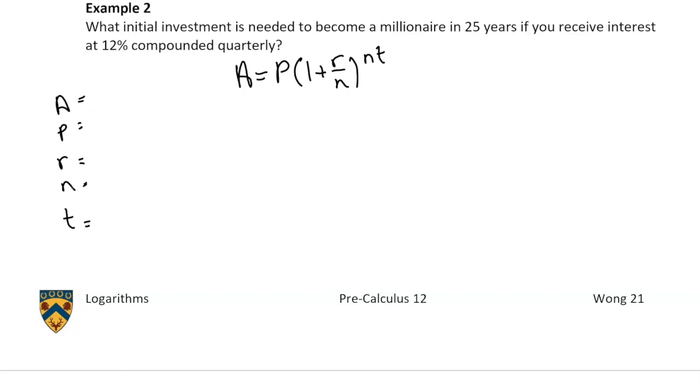And they're saying, what's your initial investment? We're probably not going to know what our P is because we know we want to end up being a millionaire. And you're doing this at a rate of 12% compounded quarterly, 4 times a year, and you're going to do that for 25 years.